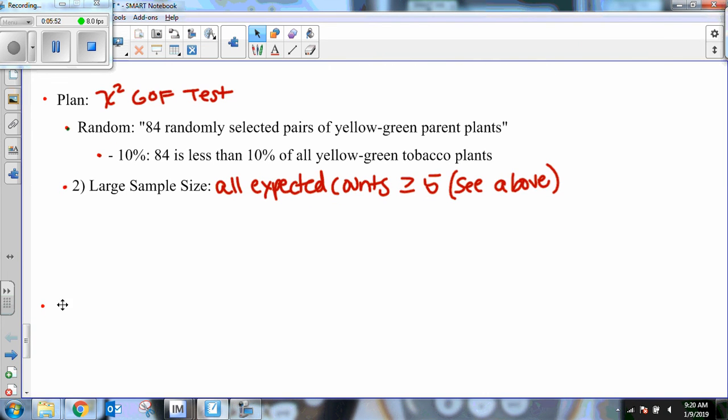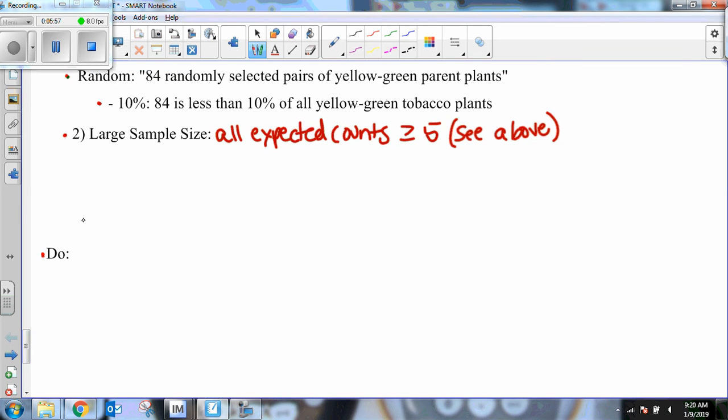Okay. So then, of course, we get to the do portion. I am going to, again, draw my picture.